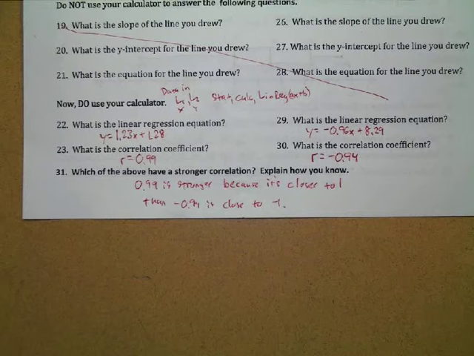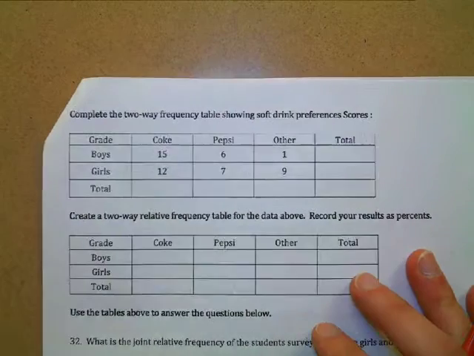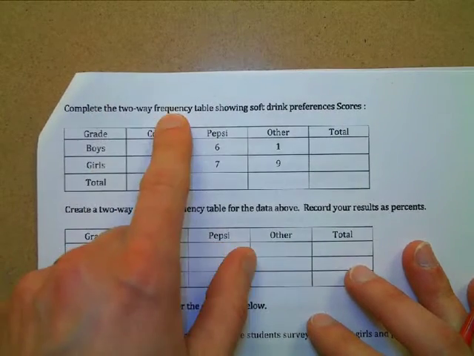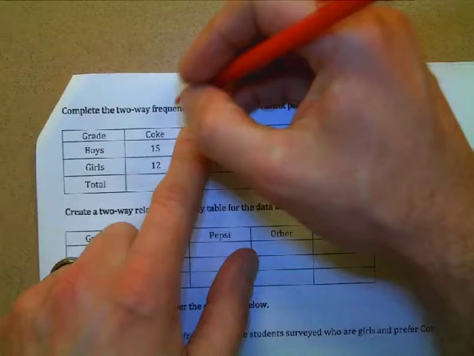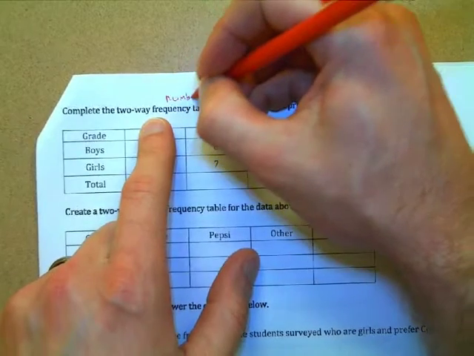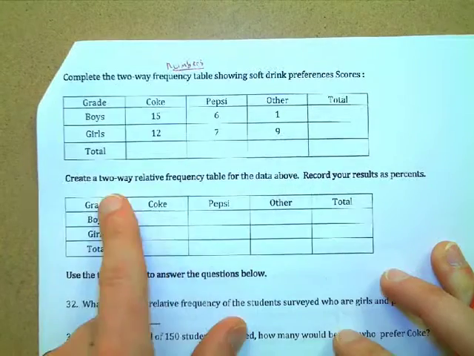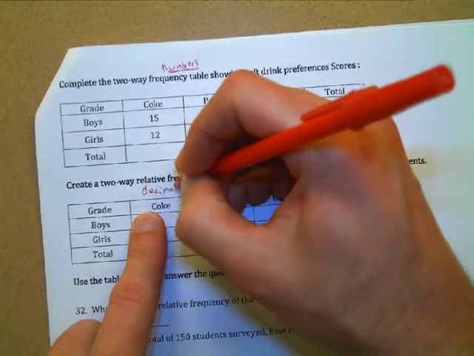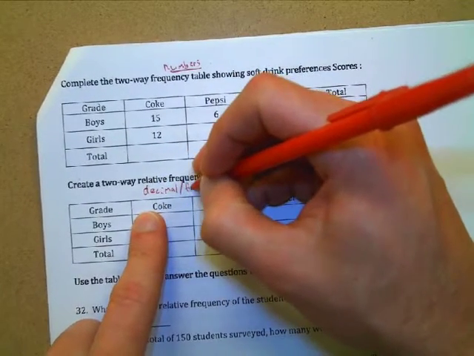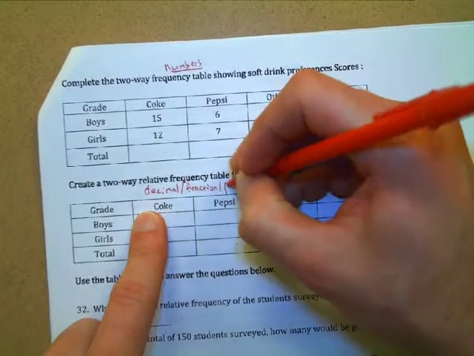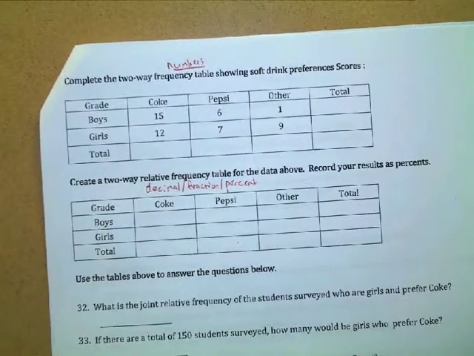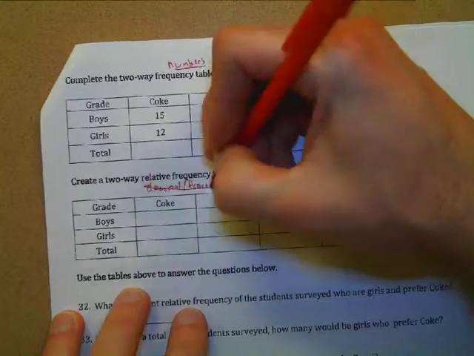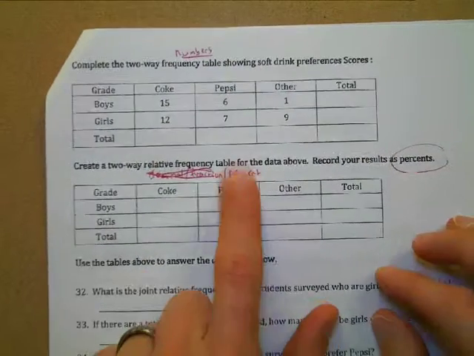All right, if not, then turn the page here. Okay, I think we're going to be able to make it, hopefully. Complete the two-way frequency table. So a frequency table is just straight up numbers. A two-way relative frequency table is going to be either a decimal or fraction or percent that you can give there. Oh, it says record your result as percents. Never mind, forget that, because it says percents. So give me the percents here.